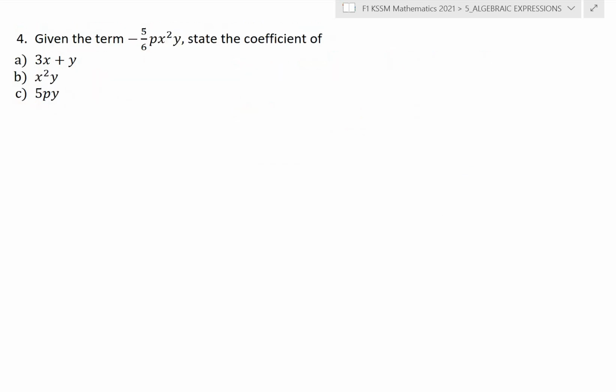Okay, so for the fourth question, given the term negative 5 over 6 px square y, this one. Okay, state the coefficient. Okay, ini adalah perkataan baru yang awak belajar hari ini. Coefficient ini in Malay we call it as perkali. Okay, perkali. Perkali ini adalah apa sahaja yang berada di hadapan terms yang soalan itu minta lah. Okay, kita akan tengok satu persatu.